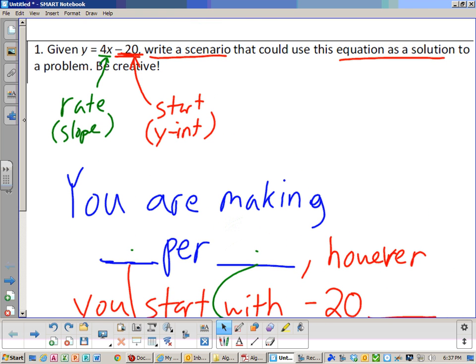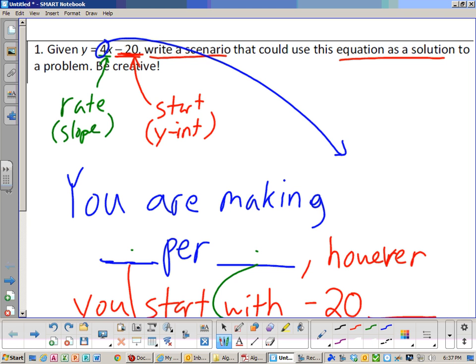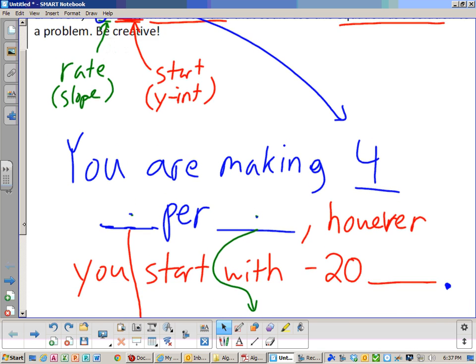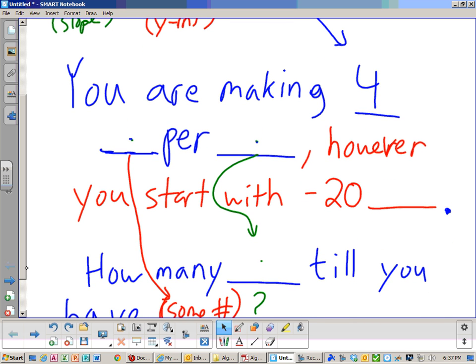So you start off with this scenario, right? The rate has to be, oh, I forgot. You are making 4. I beg your pardon. This 4 is your rate. And since it's your rate, 4 has to go here. You are making 4 somethings per something, because it's your rate. However, you start with negative 20.